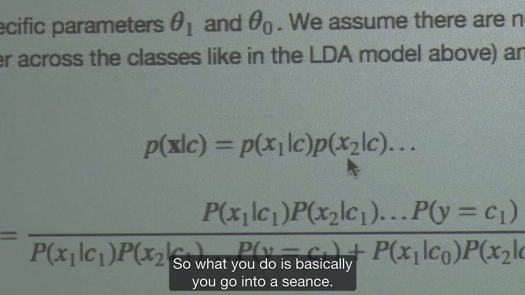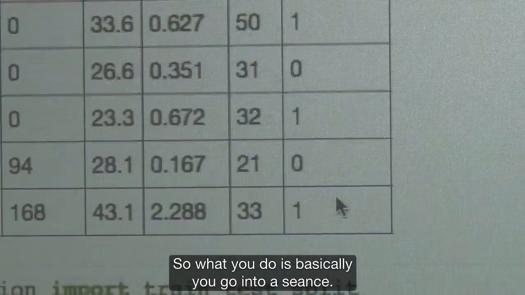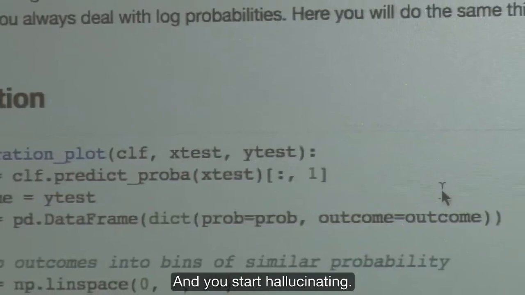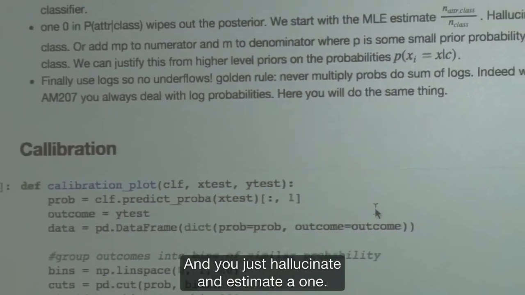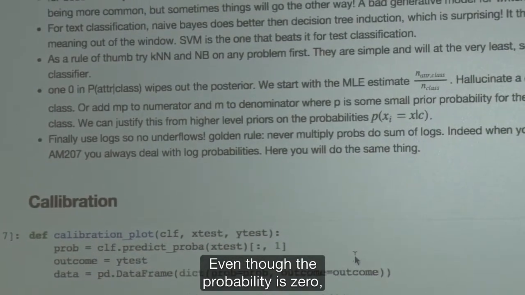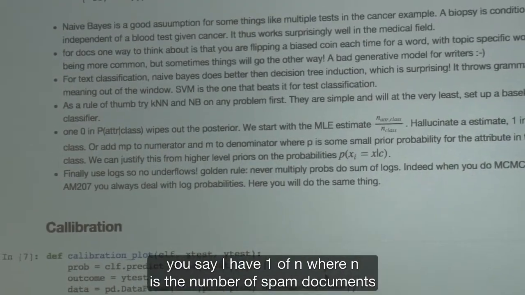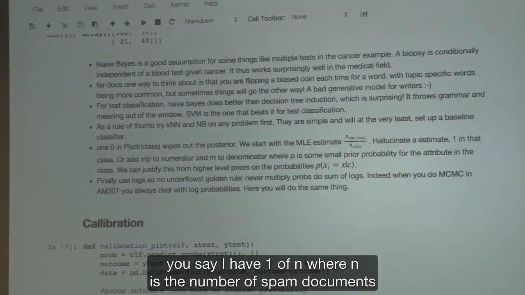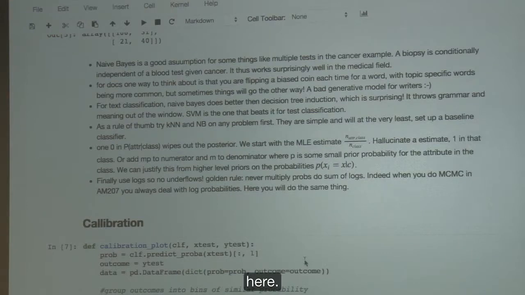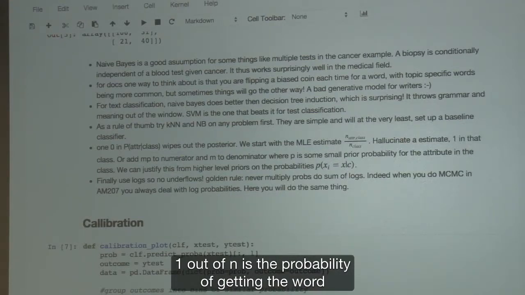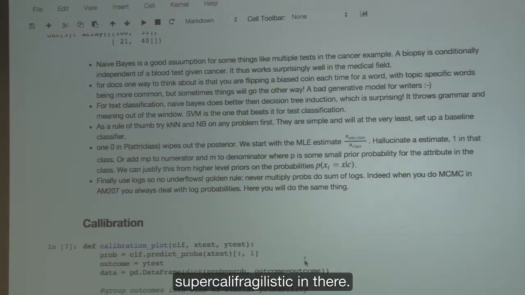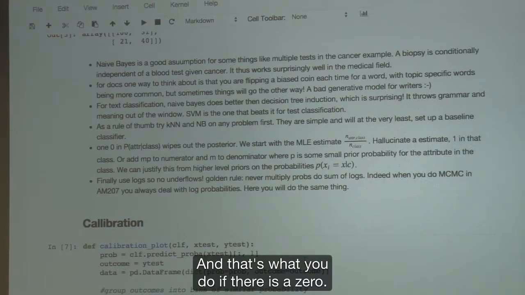So what you do is basically go into a seance and start hallucinating, and you just hallucinate an estimate of 1. Even though the probability is 0, you say I have 1 out of n, where n is the number of spam documents here. 1 out of n is the probability of getting the word supercalifragilistic in there. That's what you do if there is a 0.